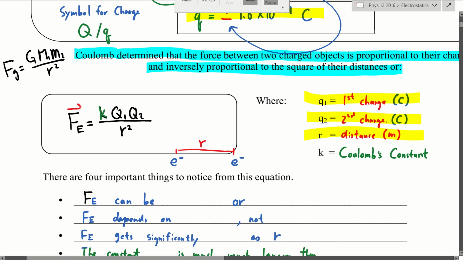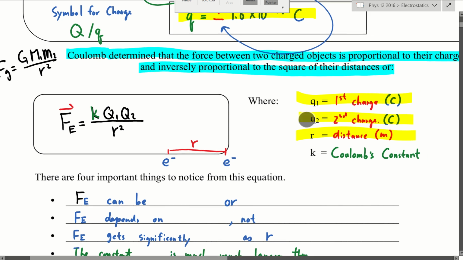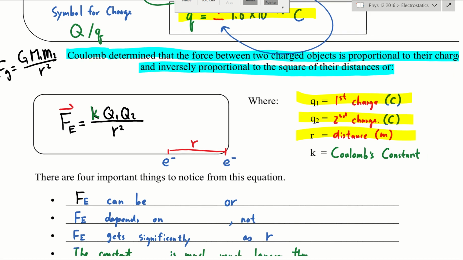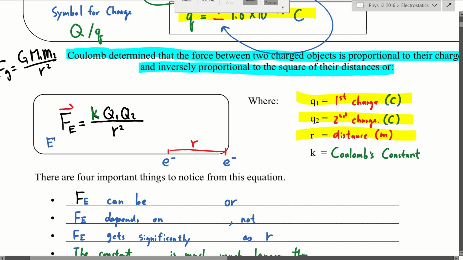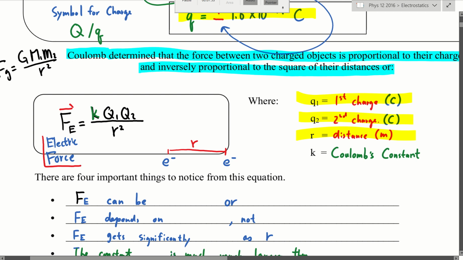Well, just like in gravity, we have a gravitational constant G, which tells you how strong gravity is. Coulomb's force, which we also call electrostatic force, right? So this is an electric force or electrostatic force. Gravitational force is one of the fundamental forces that we learn. Electric force is another fundamental force in our universe.